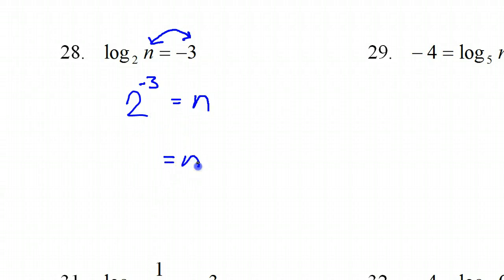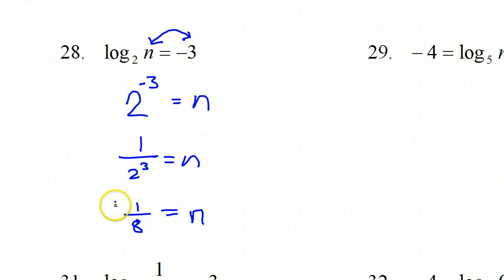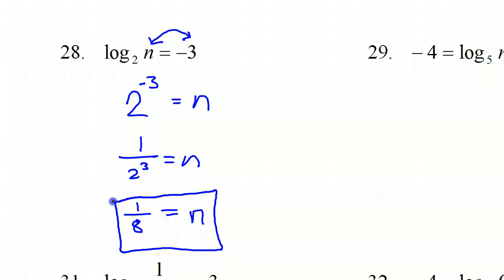So that means n is equal to. Now this negative drops you down. So this will be 1 over 2 to the 3rd power. 2 to the 3rd power is 8. So this will be 1 over 8. Well, that's a terrible n all of a sudden. Let me see if I can do better. Okay, that's a little better. So n is equal to 1/8.